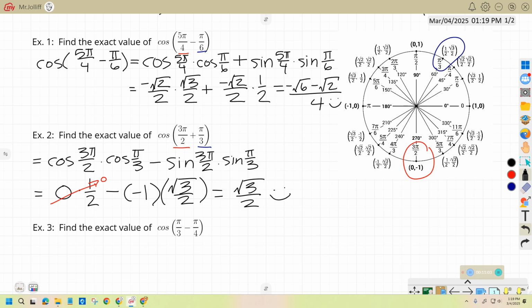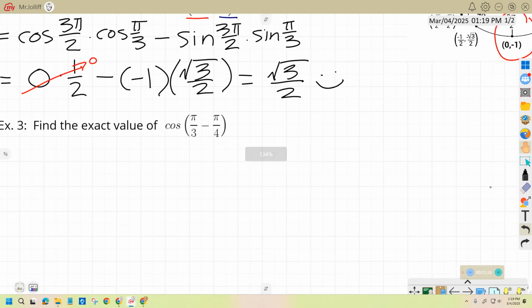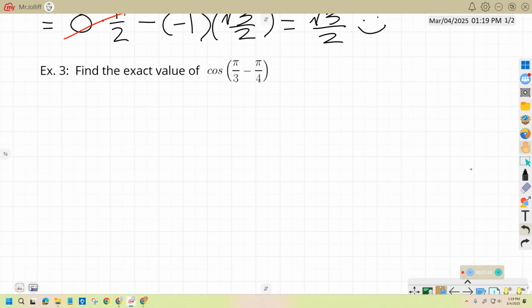So there's mechanics here, right? We identify the two angles. We split them up using the appropriate sum or difference formula. And then we pull the values from the unit circle to substitute in. So same steps over and over again. I'm going to put a couple minutes on the clock. I want you to try example 3 in your small groups. So example 3 is find the exact value of cosine pi over 3 minus pi over 4.